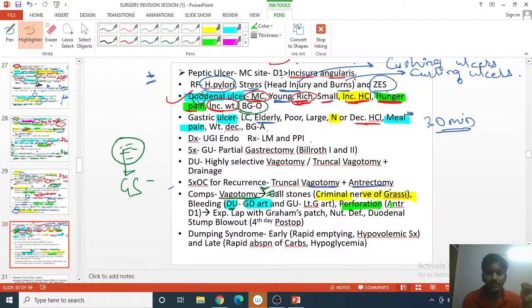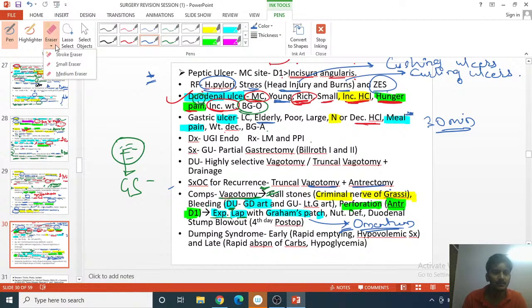Then moving on to perforation. Perforation can occur, mostly in cases of duodenal ulcer the perforation is anterior. Please remember, in cases of duodenal ulcer, the perforation is mainly anterior, in the first part of the duodenum. If perforation occurs, you will perform an exploratory laparotomy with Graham's patch. Graham's patch is of omentum. So please remember, what is Graham's patch? It is an omental patch. So you will lift the omentum and stick it where the perforation has occurred. So you will perform an exploratory laparotomy with Graham's omental patch.